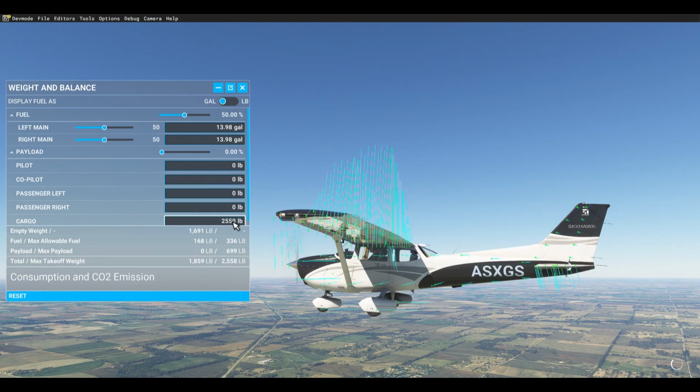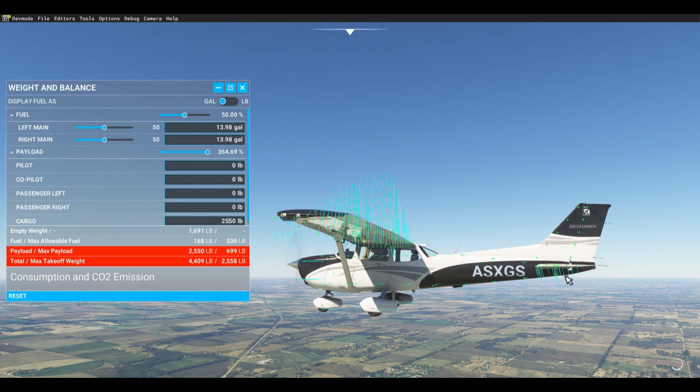Now, let's move the center of gravity aft. An aft CG, as we can see here, results in a lower tail downforce requirement, a lower load factor, and a general improvement to cruise speed and efficiency, as well as a lower stall speed.